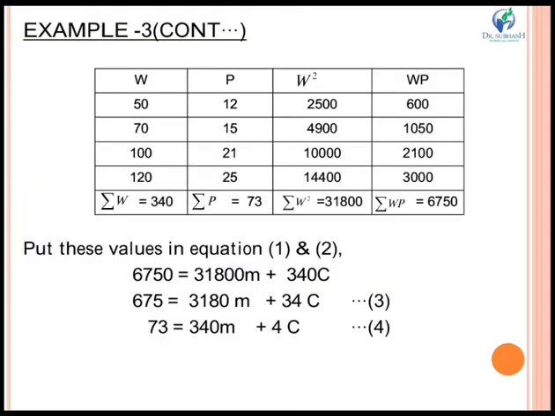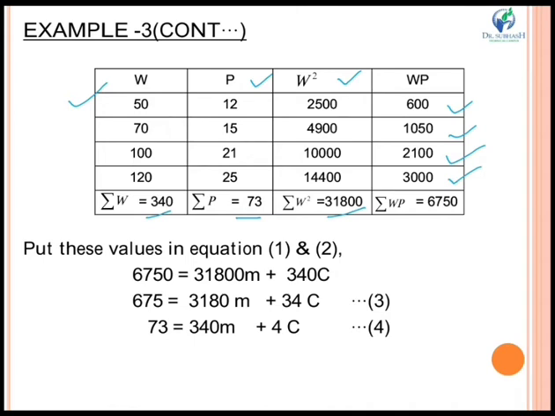Again I have constructed the table. Values of W are given, values of P are given. I will add all the values of W and P and find summation W and summation P. Next I will require W square, so I will find all the values of W square and add it. And at last I will need W into P. So for W into P, I will multiply all the values of W and P and add their sum.